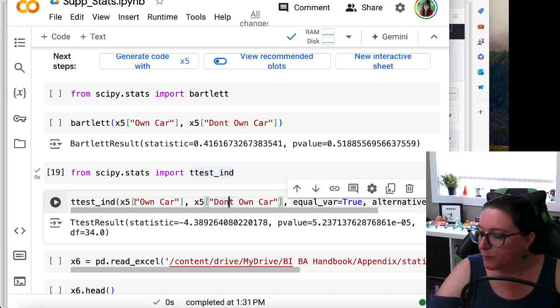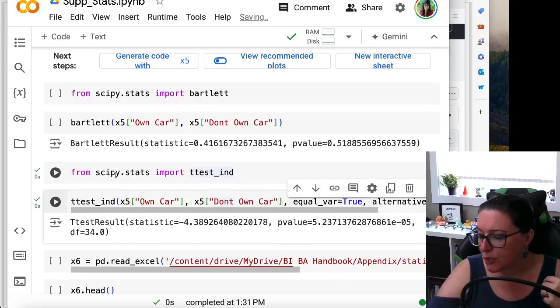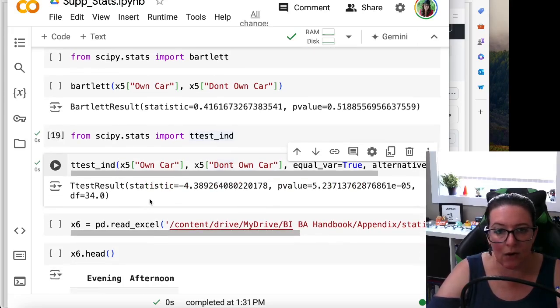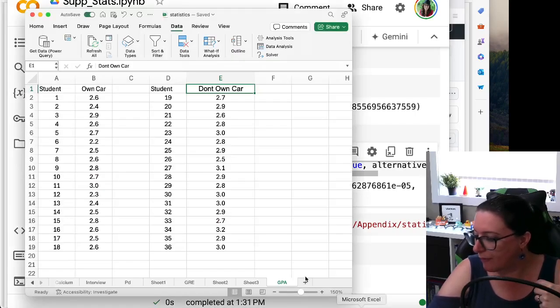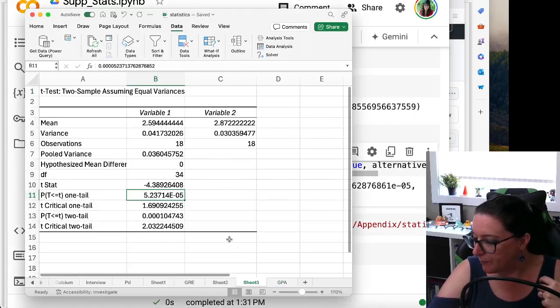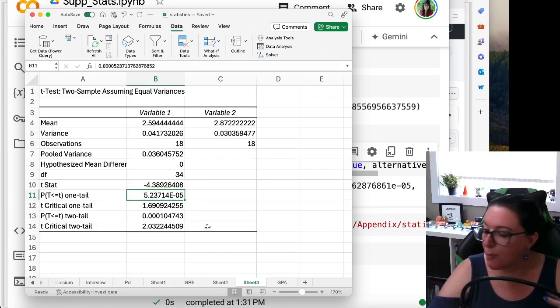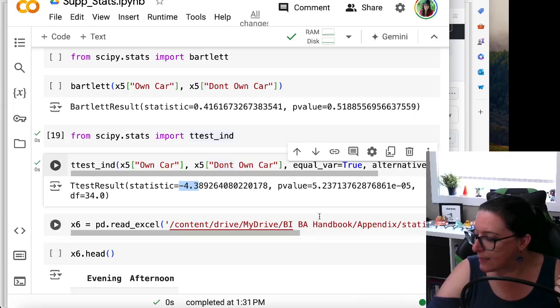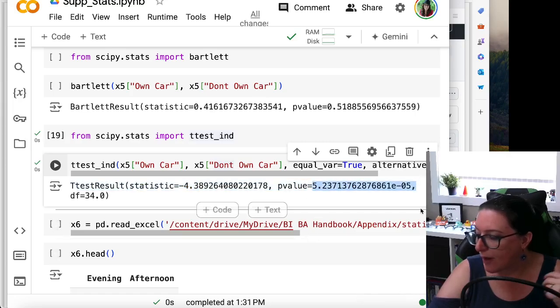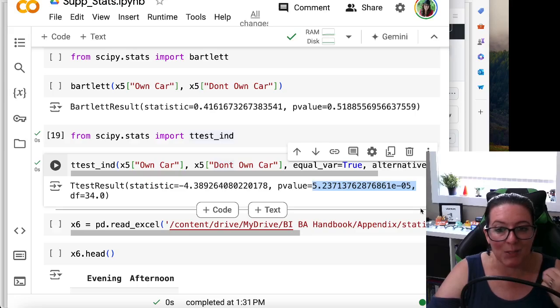Okay. Now, I can run this test just like we did in Excel. I get a test statistic of negative 4.389, which should look very familiar. Right? Negative 4.389 was our test statistic. And our p-value was super duper small. And we can see inside here, we get a very small p-value as well.